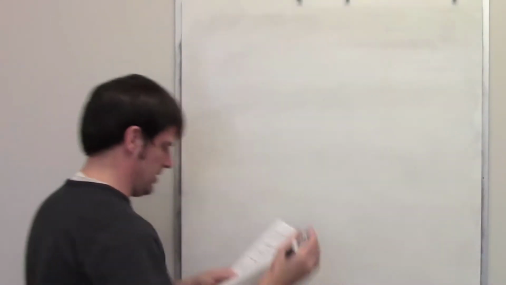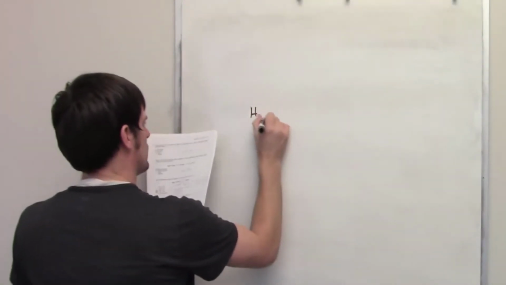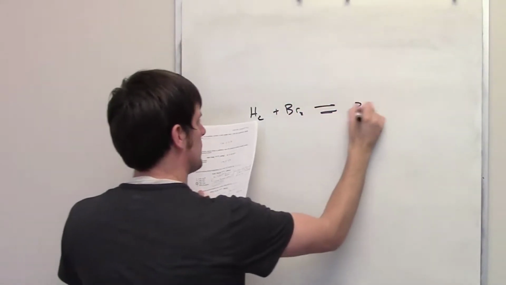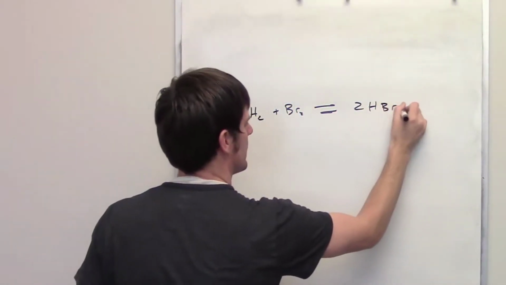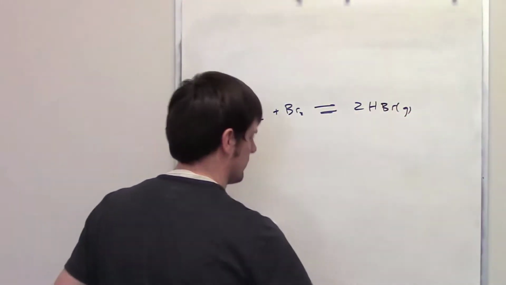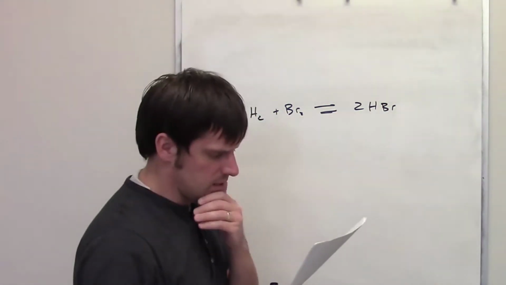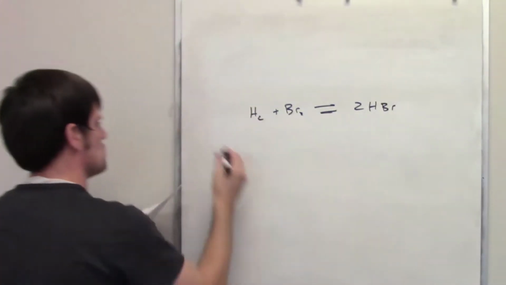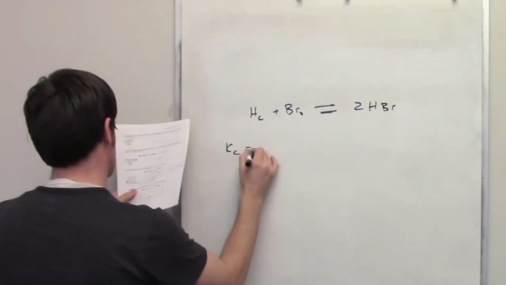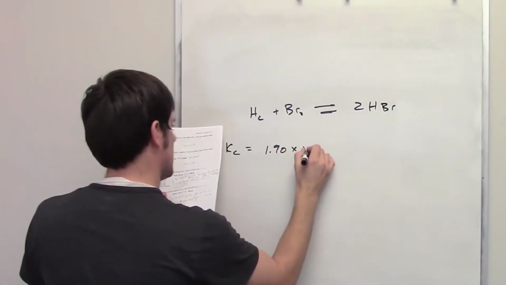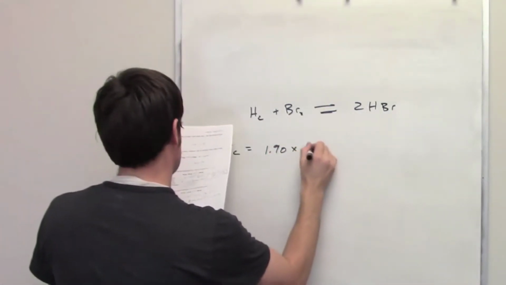We have a reaction here: a mole of hydrogen gas reacting with a mole of bromine gas in an equilibrium setting to yield 2 moles of hydrobromic acid. They're all gases. In fact, I'm kind of lazy and I'm not going to write G there. The question tells us that the equilibrium concentration constant is 1.9 times 10 to the 19th.